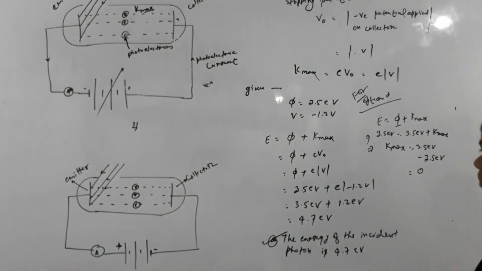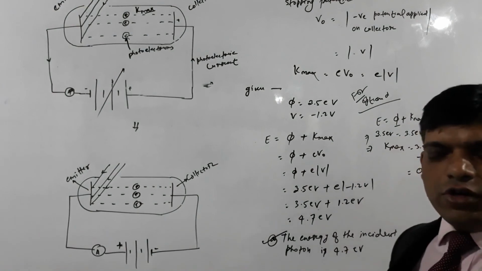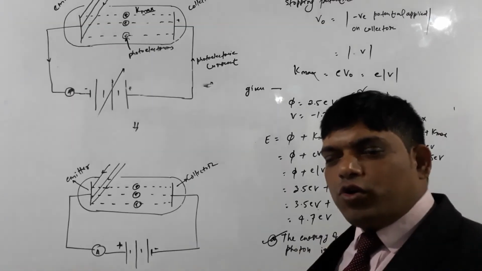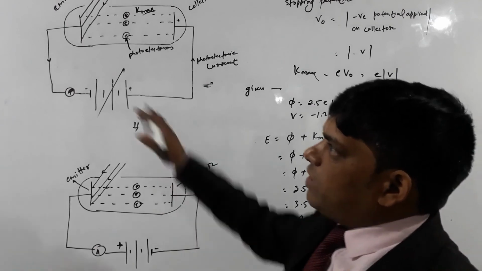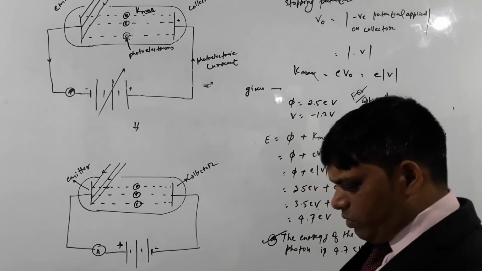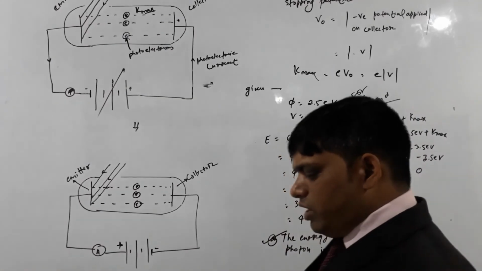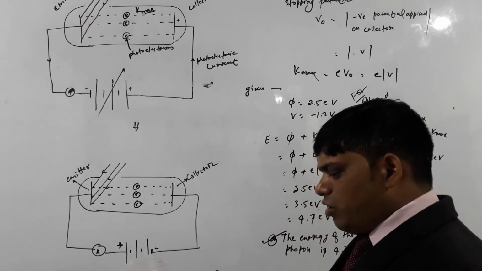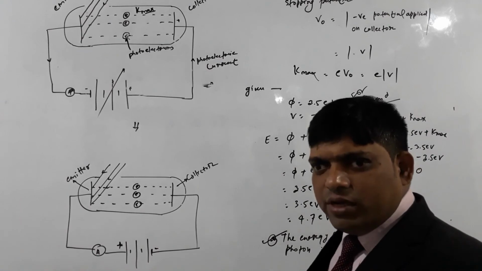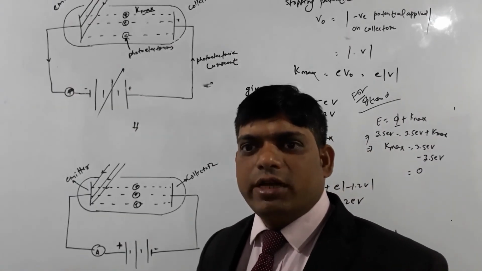It means there will be no kinetic energy of the photoelectrons. That is, the electrons will not be ejected from the emitter, and in this way there will be no photoelectric current. So option D, which says that when the energy of the photon is 3.5 electron volt, the photoelectric current will be maximum, this option is wrong. Now we are coming to the second question.